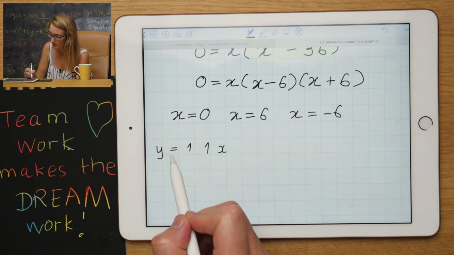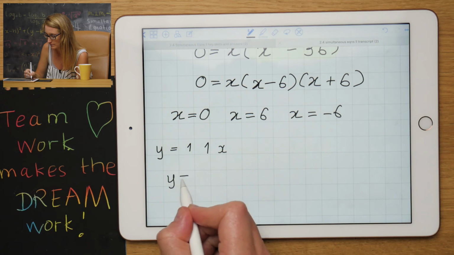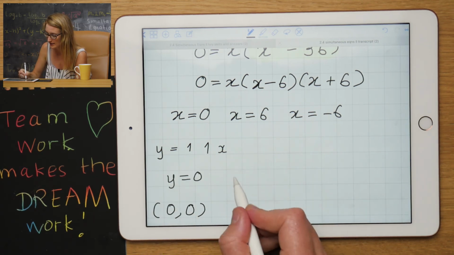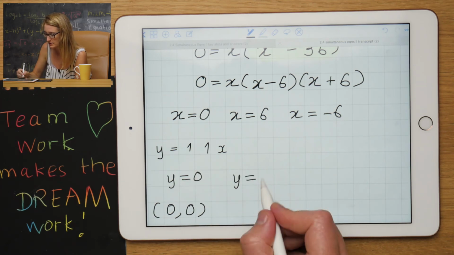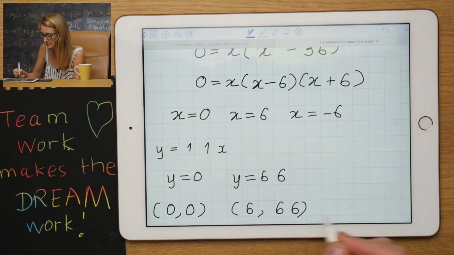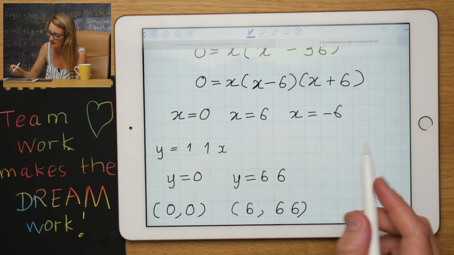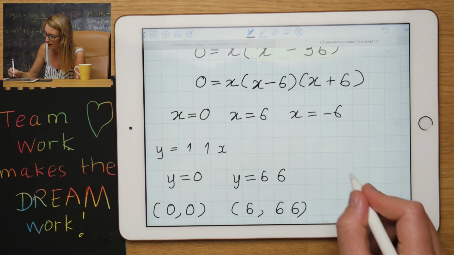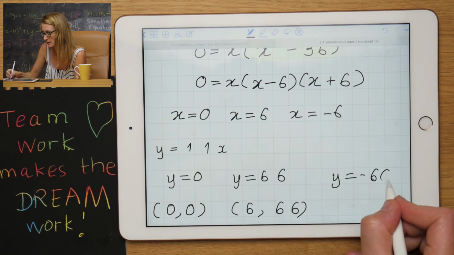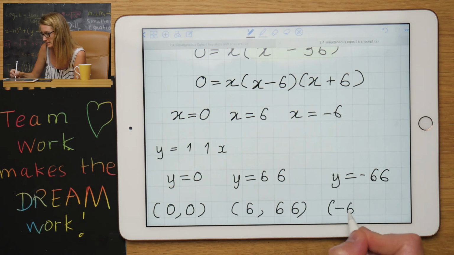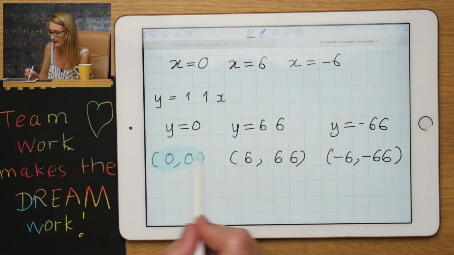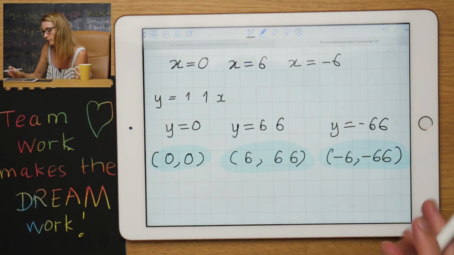If x is 0, 11 times 0 will be 0. So that will be the first point, 0, 0. If x is 6, y will be 11 times 6, which will be 66. So 6 comma 66. And if x is minus 6, y will be 11 times minus 6, so minus 66. So minus 6, minus 66. So these 3 points would need to be clearly labelled on your diagram.